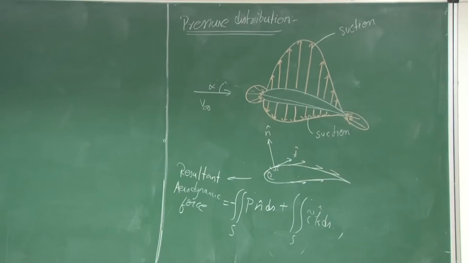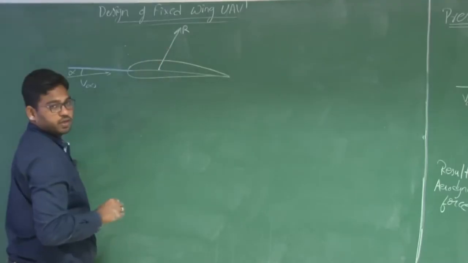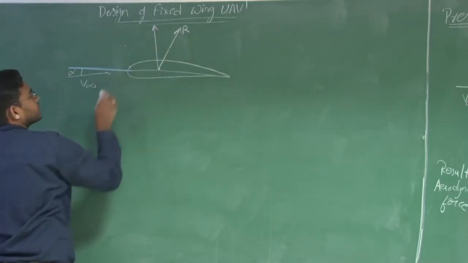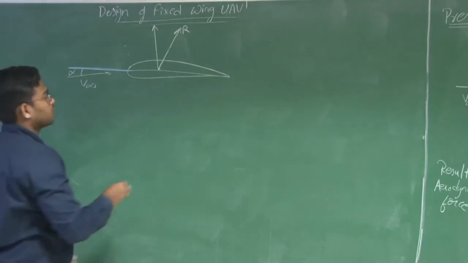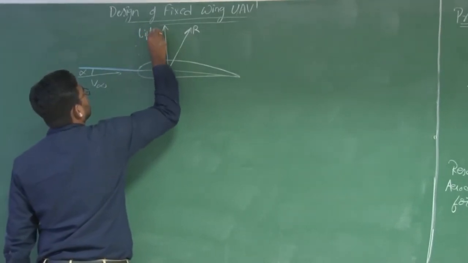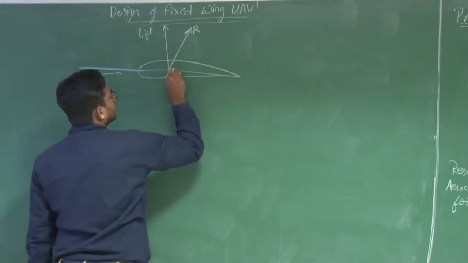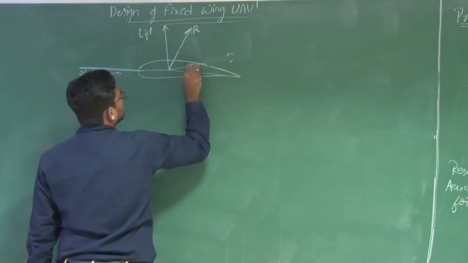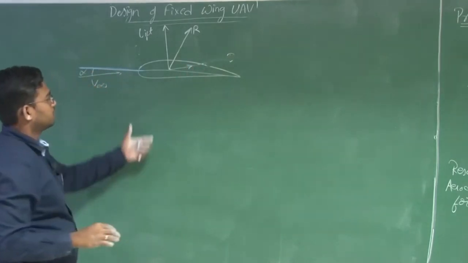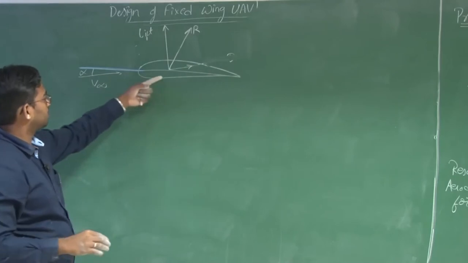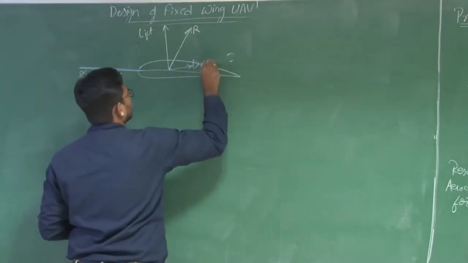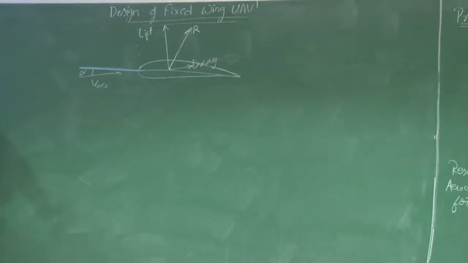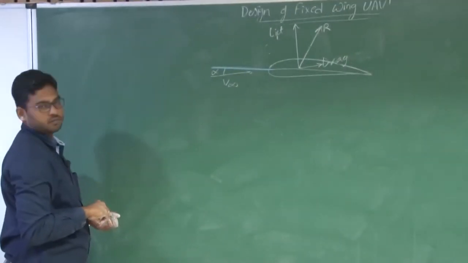So now a component of this resultant aerodynamic force acting perpendicular to free stream is lift. And a component of this resultant aerodynamic force which is acting parallel to free stream is drag. If you say the arrows represent the magnitude, then drag is much smaller than lift. Understand?